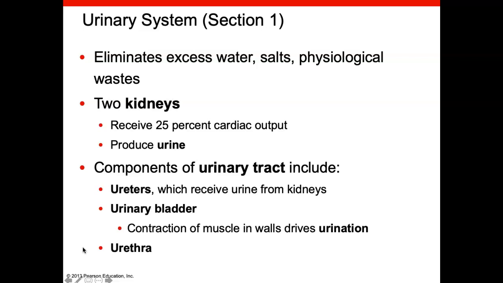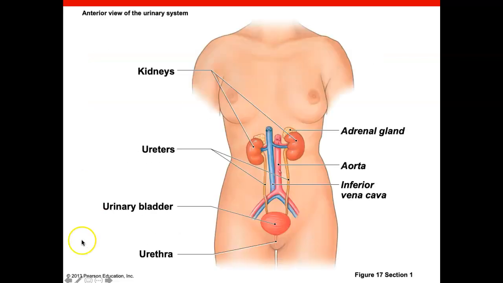You need to be able to identify the urinary tract, which includes the kidneys, the ureters, and the bladder, and urethra. So here are the two kidneys. These two tubes are the ureters, and peristalsis will push the urine down to the urinary bladder for storage, and the urethra will remove the urine from the body.